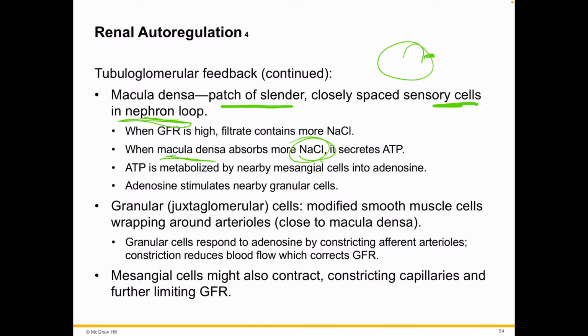because that's its uptake, and it's going to in turn secrete ATP. The ATP is going to be converted into adenosine, and adenosine is going to be the signal molecule that stimulates nearby granular cells. The granular cells, the juxtaglomerular cells, are modified smooth muscle cells, and they are wrapped around the arterioles. If they wrap around and expand or contract, that's how they control the blood flow rate itself. Right, so hopefully that's super understandable.